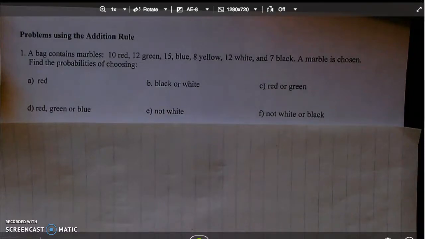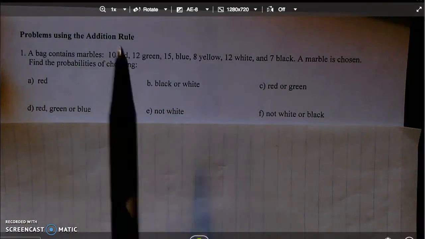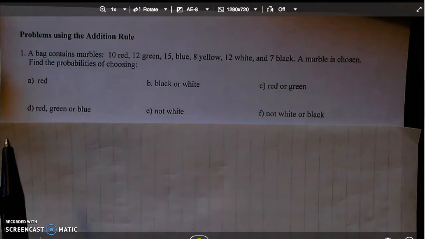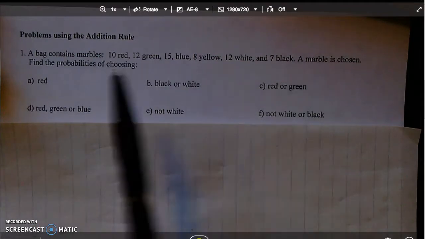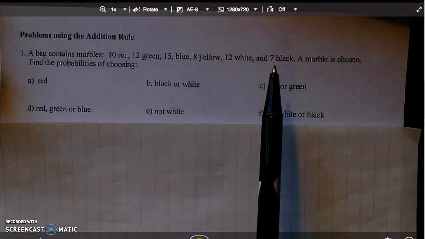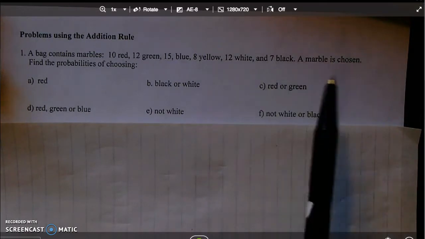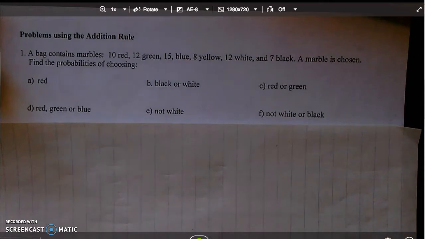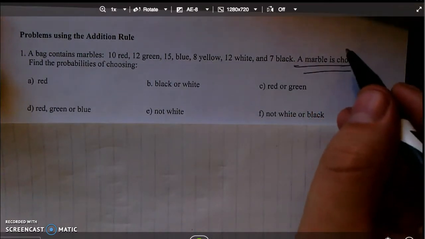Hey there. So this is an example of a problem using the addition rule. So we've got a bag full of marbles, 10 red, 12 green, 15 blue, 8 yellow, 12 white, and 7 black. And we just pick one marble. So we're just picking out one marble, not two, just one.